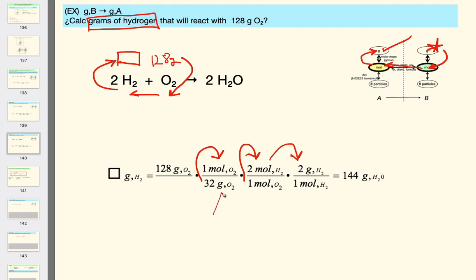Where did I get this? This is called atomic number. I got this from the periodic chart. Where did I get this? I got this from the balanced chemical equation. And where did I get the conversion factor from the last one? As always, grams to moles are gotten from the periodic chart. The answer is 128 times 2 divided by 32 equals 144.